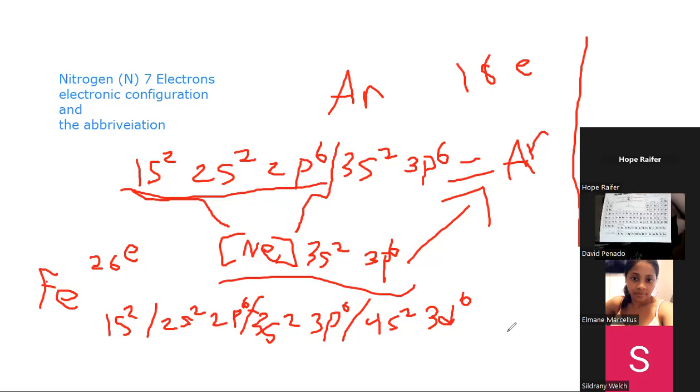If you write it down, you see the last shell that we use. What's the last one for Fe? It was d. It ends in d, and d is in this block. When we did nitrogen, the last letter was p, the p block. And the same for argon.